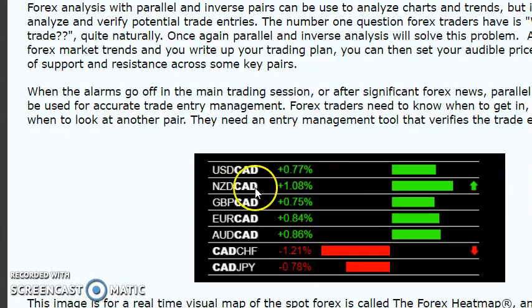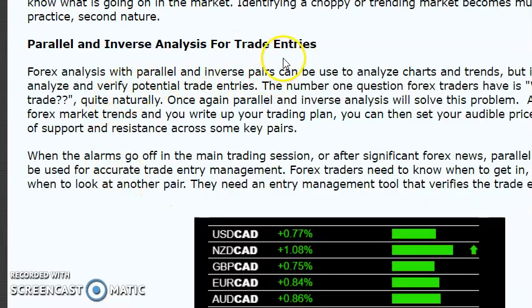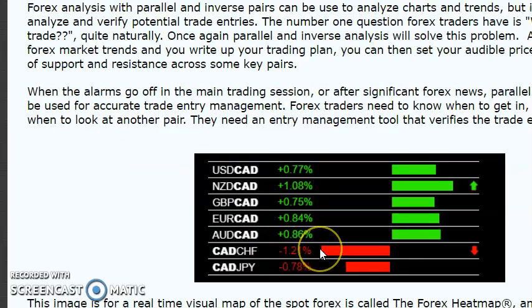Now let's move on to using parallel and inverse analysis for trade entries. This is a real-time tool called the Forex Heatmap. This is the Canadian dollar pairs here, and it's arranged using parallel and inverse analysis. This is a real-time indicator to help with your trade entries.